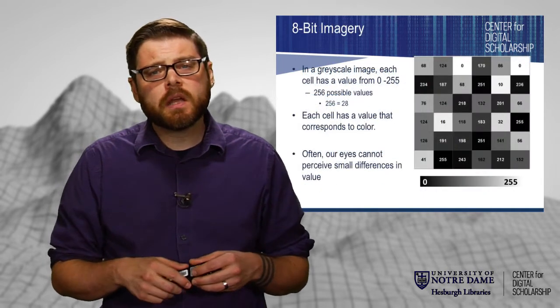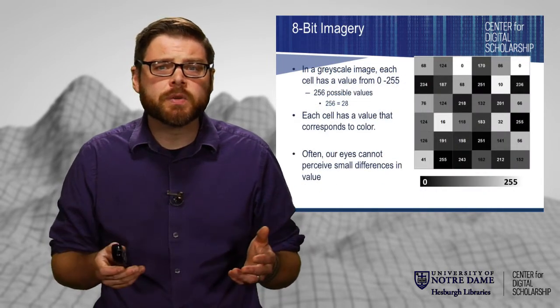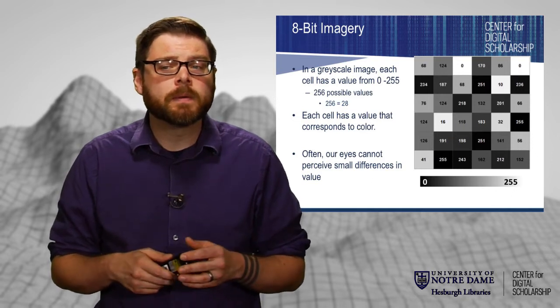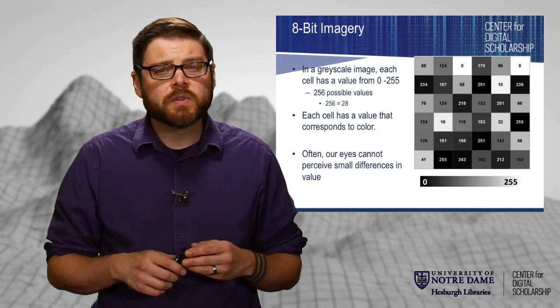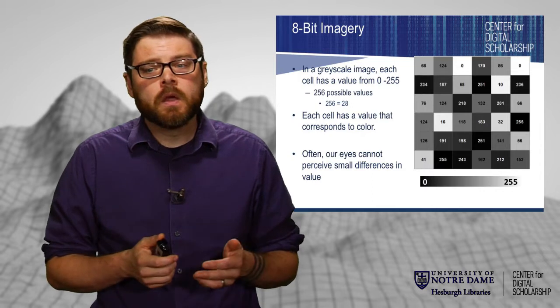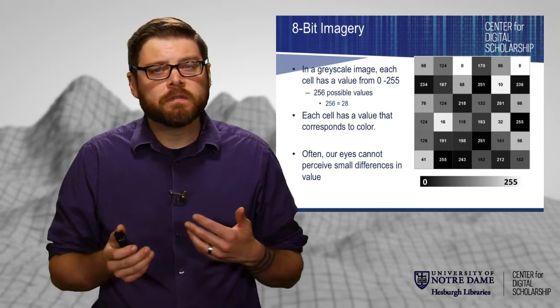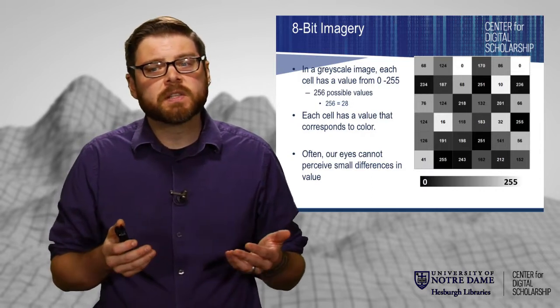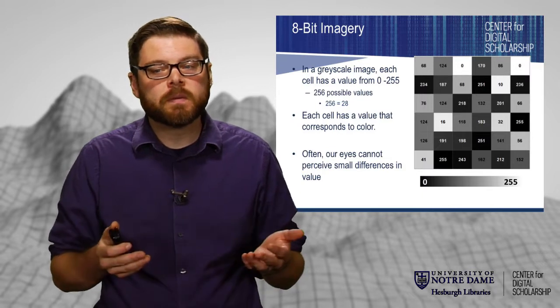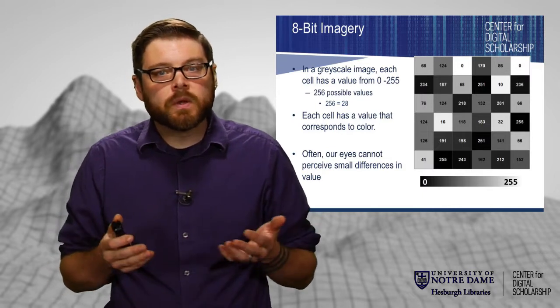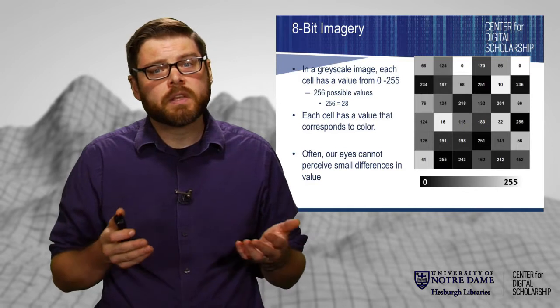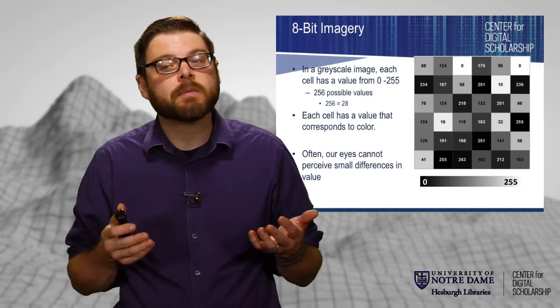Now, the most common and the most basic type of imagery that we deal with is what we call 8-bit imagery. And this is a grayscale image, so an image that's only in black and white, where each cell has a value from 0 to 255, so 256 possible values. Now, for the people out there that are sort of mathy, 256 is 2 to the 8th power. This is why we get 8-bit imagery out of it.